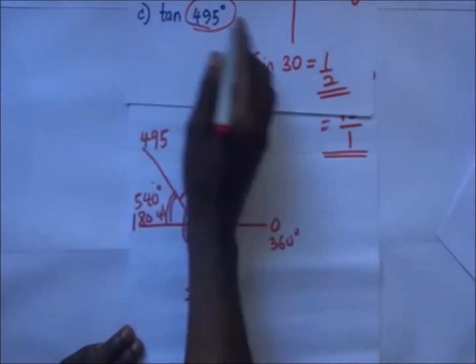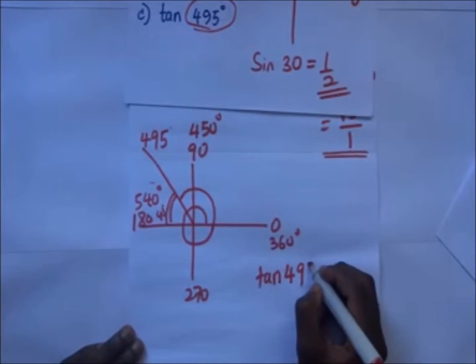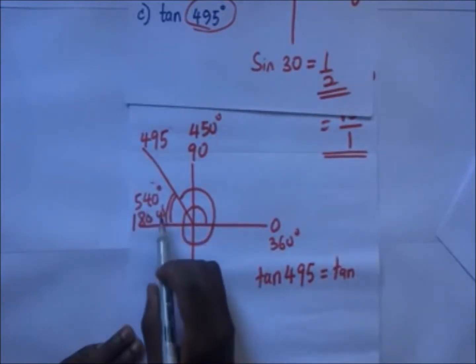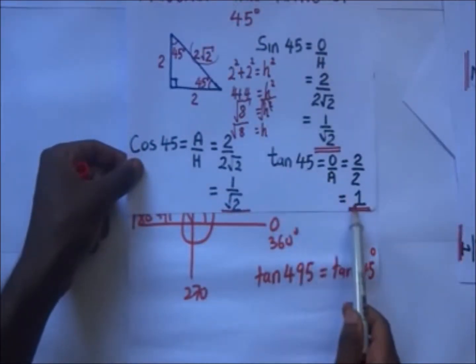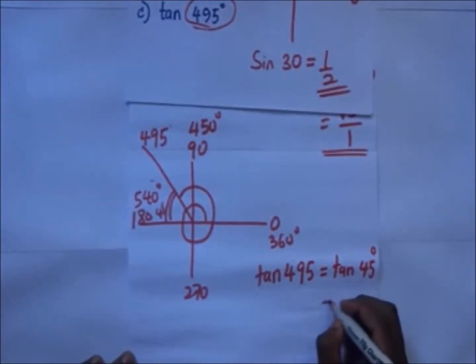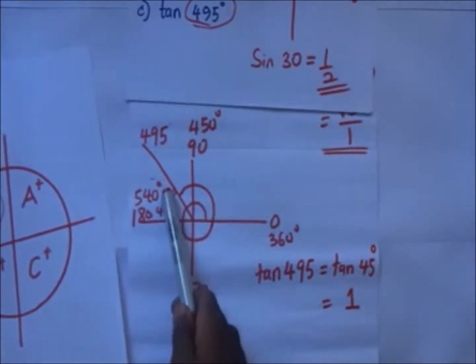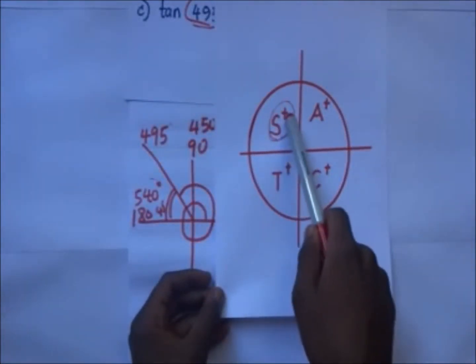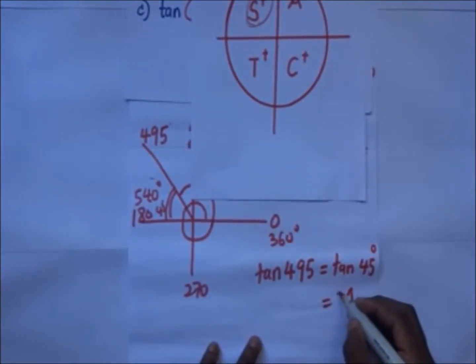So the tangent of 495 is going to be the same as the tangent of 45. From the ratios we explored before, tan of 45 is 1. We need to find out whether this 1 is positive or negative. This is lying in the second quadrant, and in the second quadrant, only values of sine are positive, so the rest are negative. So our 1 here is negative.